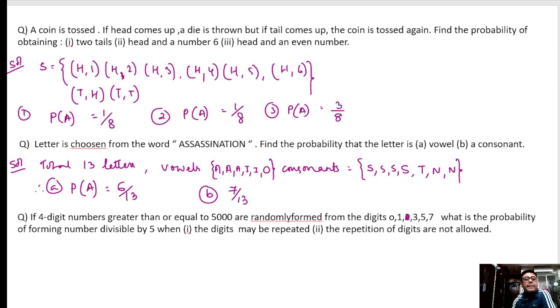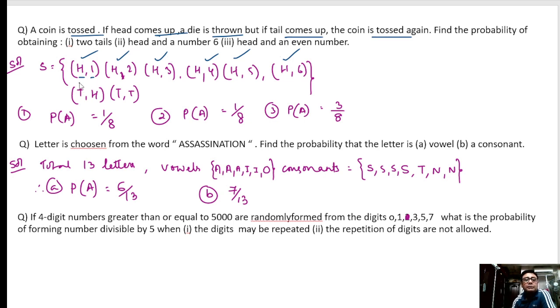Next question. A coin is tossed. If the head comes up, a die is thrown. But if the tail comes up, the coin is tossed again. So let's see. If the head comes up, a die is thrown. So you can have head with 1, head with 2, head with 3, head with 4, head with 5, head with 6. Because if head comes, I will throw a die, and a die has 6 options.